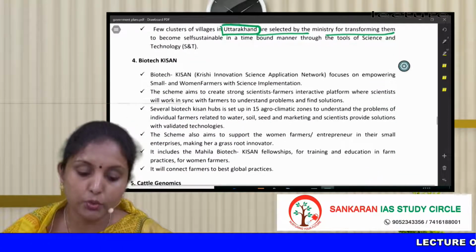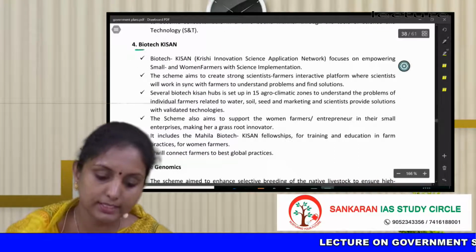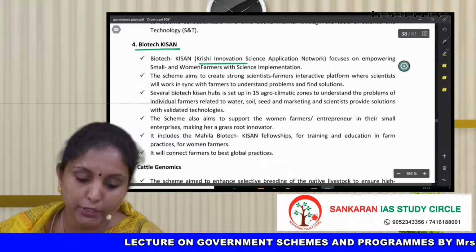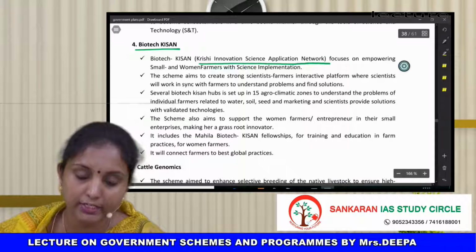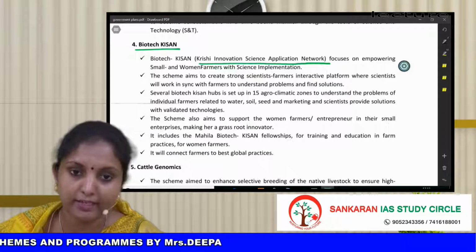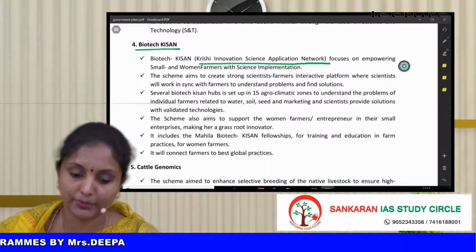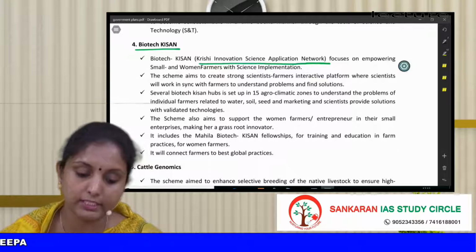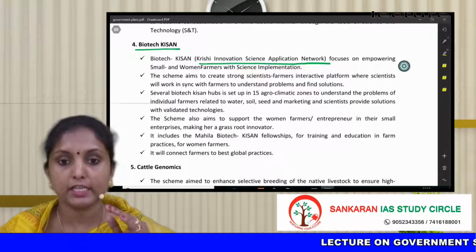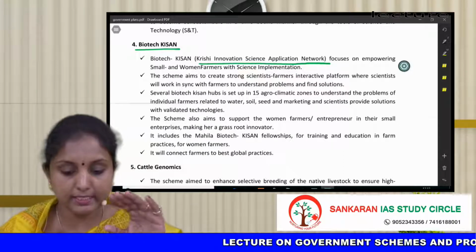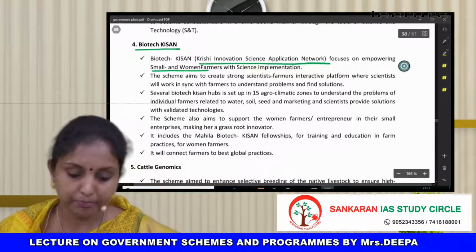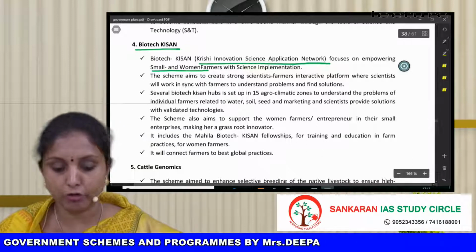The next one is Biotech Kisan. What is this Kisan? The explanation says, Krishi Innovation on Science Application Network. I told you before, Nidhi, it has an abbreviation. Kisan, even this is also having an abbreviation. Okay. This focuses on empowering small and women farmers with science implementation. Small and women farmers. This is especially for the women category. Okay. So that is important. Women. Biotech Kisan relates to women farmers.